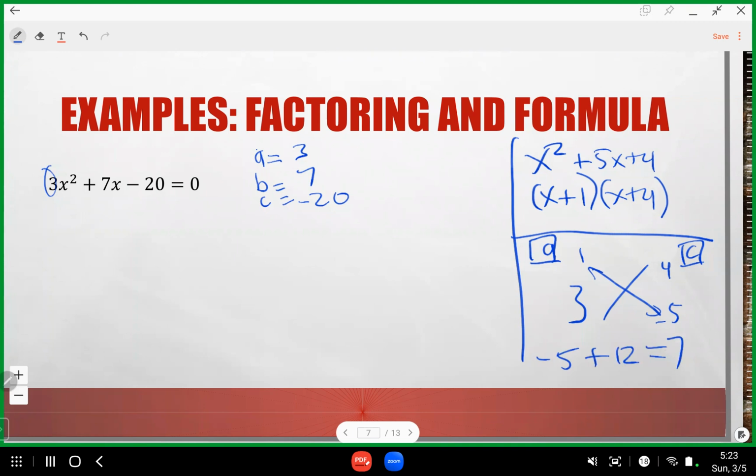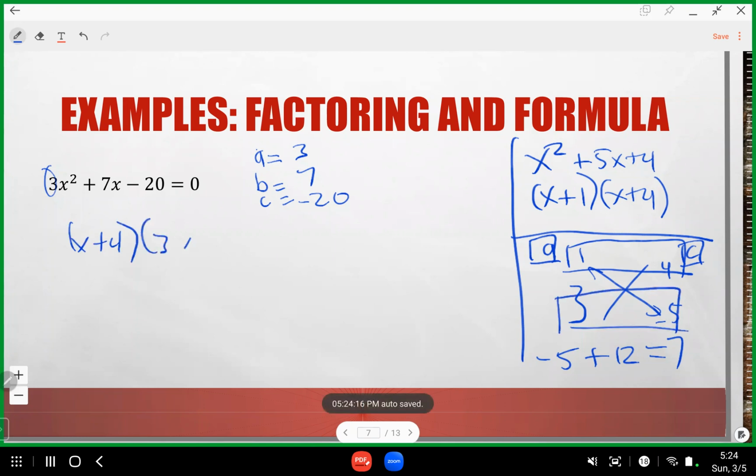Right? And then once you confirm that these factors of a and c when crossed equal the b term, then what we're going to do is just go straight across here. 1 and 4, that's just going to be x plus 4. And you're going to go straight across here. 3 and 5, it's going to be 3x minus 5. Right? So once you confirm your factors, then you can just factor it like so. And then that's going to be equal to 0. Okay? And you find out that x is equal to -4 and 5/3. Okay, so that's how you factor and solve with factoring.